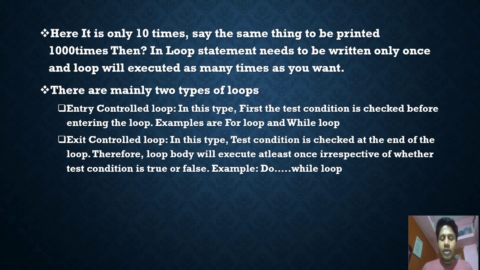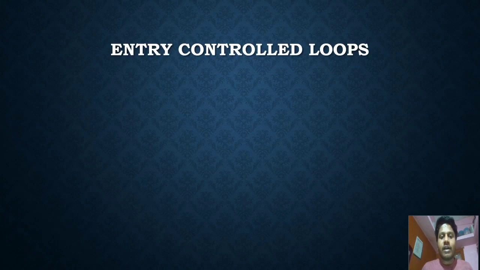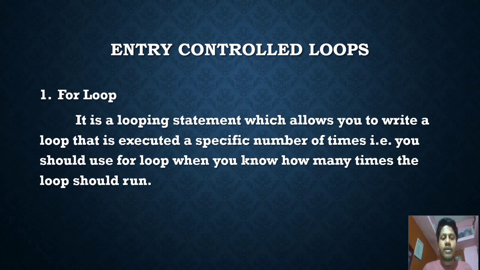Let's start with entry controlled loops. The first one is the for loop. The for loop is a looping statement which allows you to write a loop that is executed a specific number of times. That is, you should use a for loop when you know how many times the loop should run.